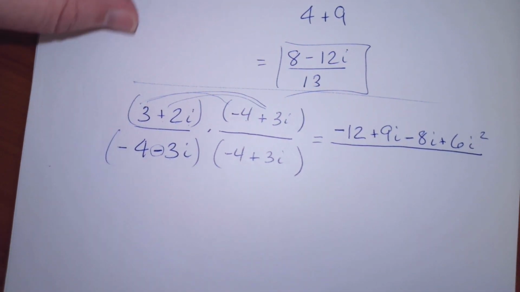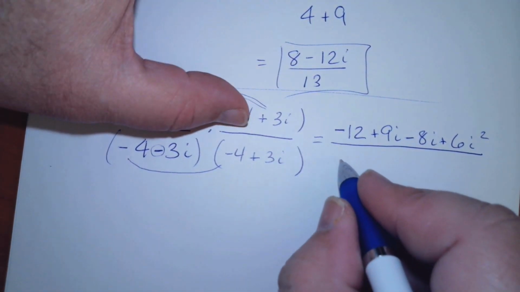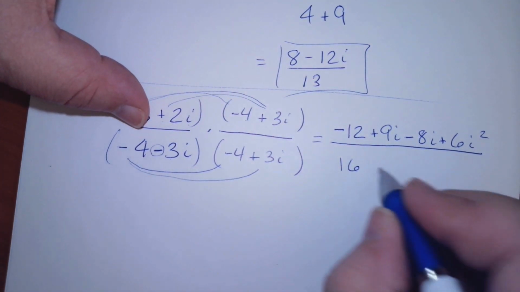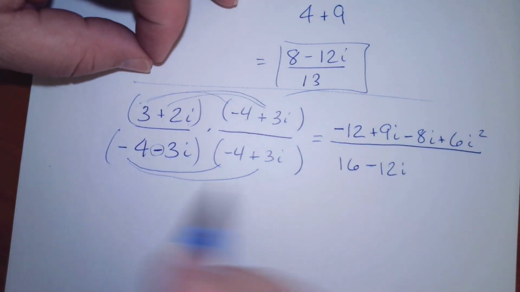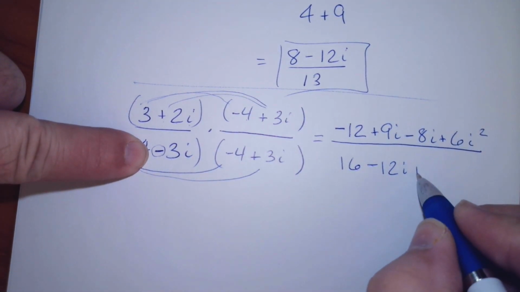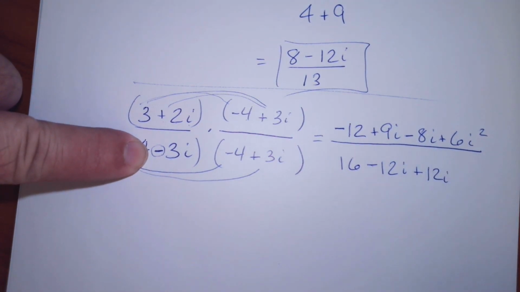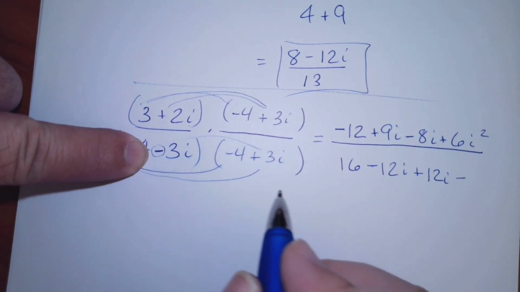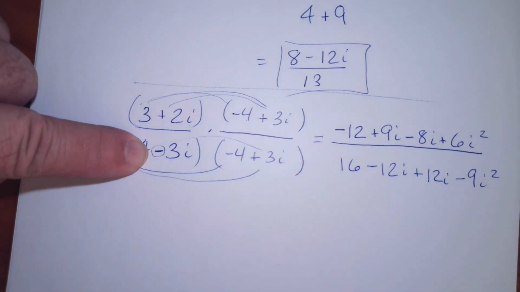Do the same thing on the bottom. Negative and negative is a positive. 4 times 4 is 16. Negative times positive is a negative. 4 times 3 is 12i. So that's the first one. Now the second term. Negative times negative is a positive. 3 times 4 is 12, there's an i. Negative and a positive is a negative. 3 times 3 is 9. i times i is i squared.